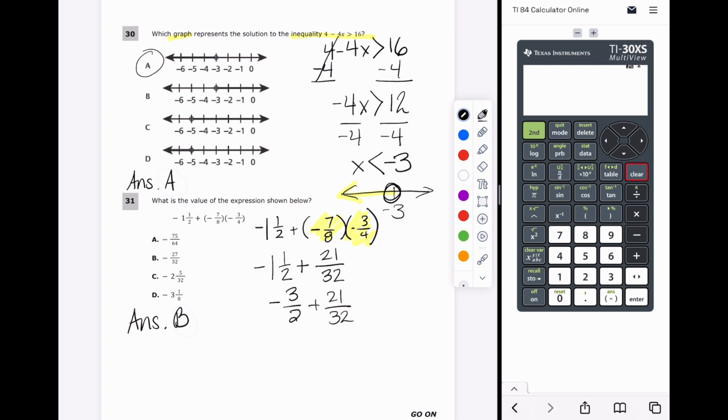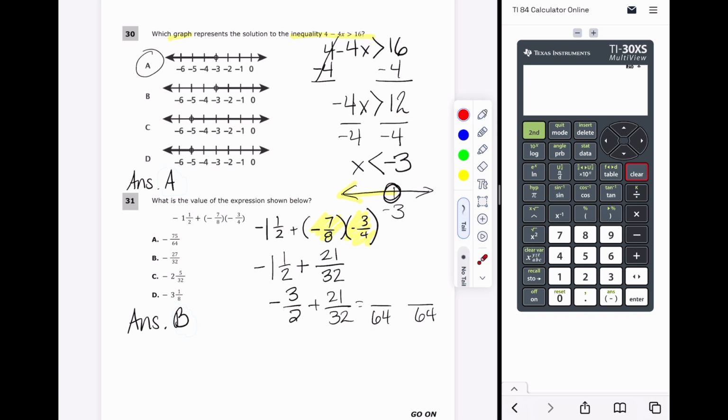We just need them to have like denominators. I'm going to use a method that I kind of like to use, where I want to use the product of both of these denominators. So the product of 2 and 32 is going to be 64. Okay, and how am I going to change that?